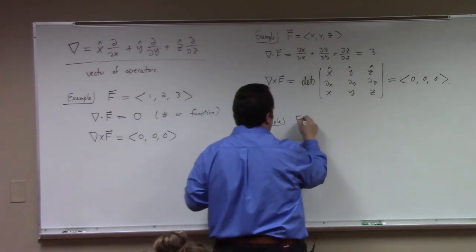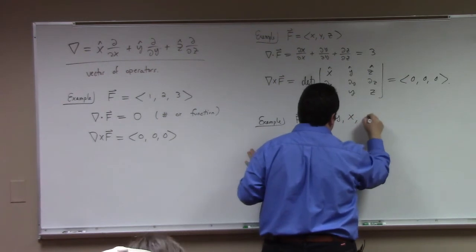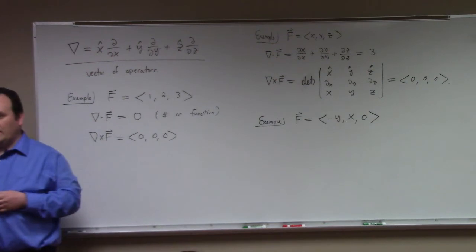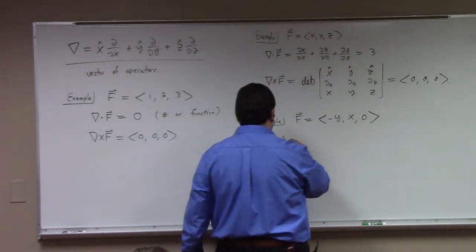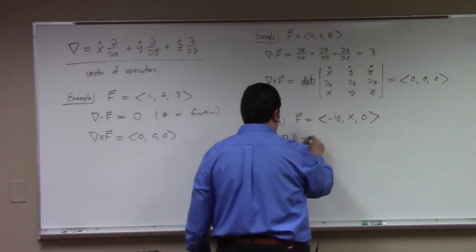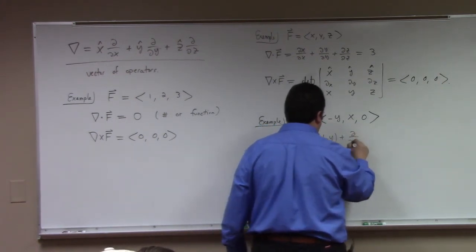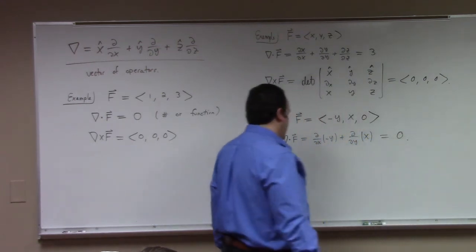What if we look at the 3-dimensional extension of the one I did today, minus y, x, 0? That would be the one with the circles, but the same at each z. What's the divergence of this? I heard a 0. What's the curl of F?